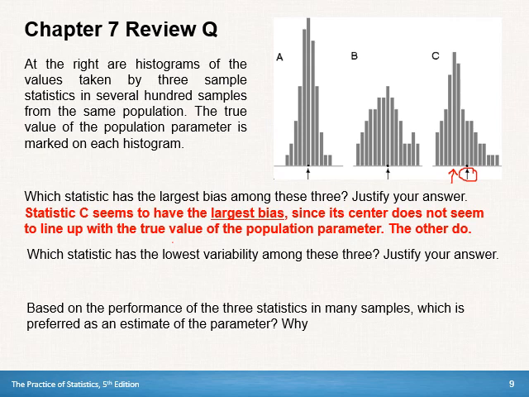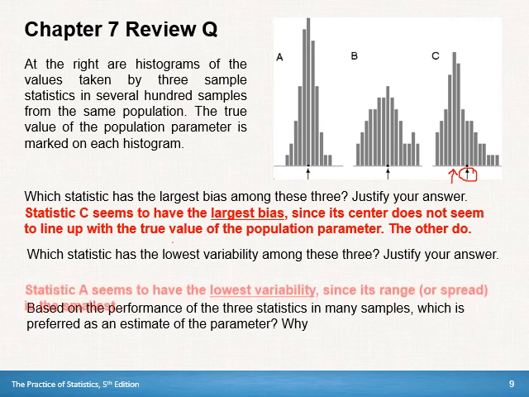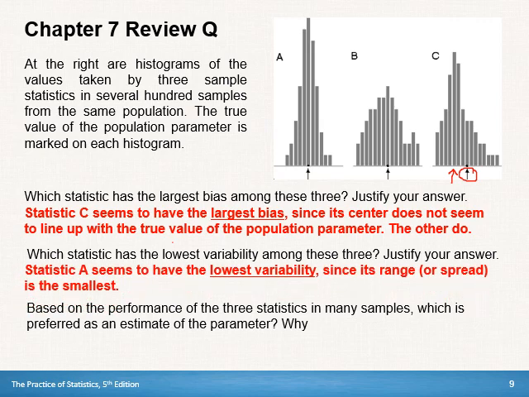Okay. The next question then. Which statistic has the lowest variability? All right, so it looks like clearly A is the one that has the smallest spread, the smallest standard deviation, smallest range, if you will. So it has the lowest variability.